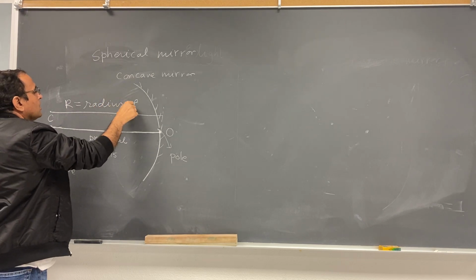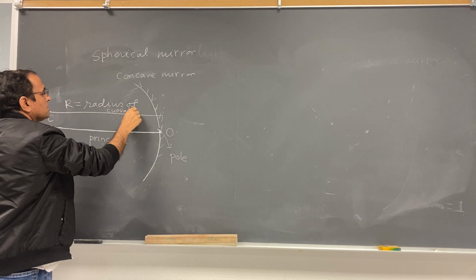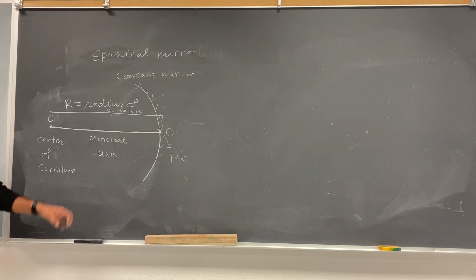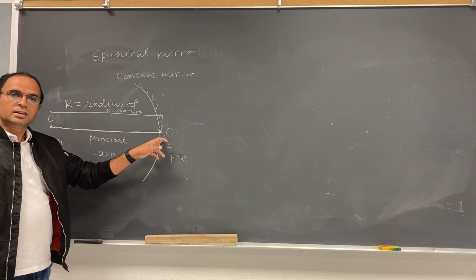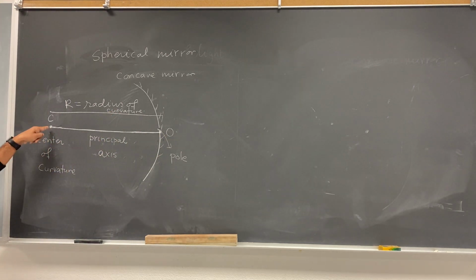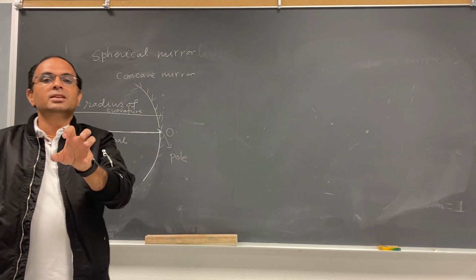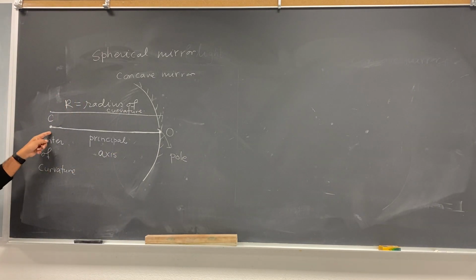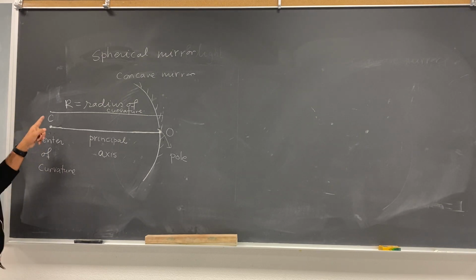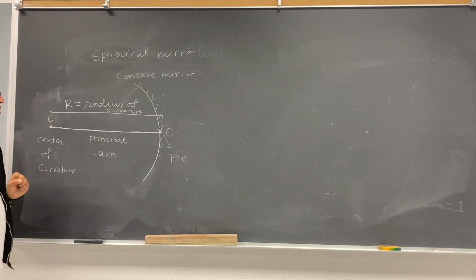Radius of curvature. Okay, so we know the pole, the center of the mirror, and the reflecting surface. There is a center of the sphere, of which the mirror is a part. This point we simply call the center of curvature. The line joining the center of curvature and the center of the mirror is called the principal axis.